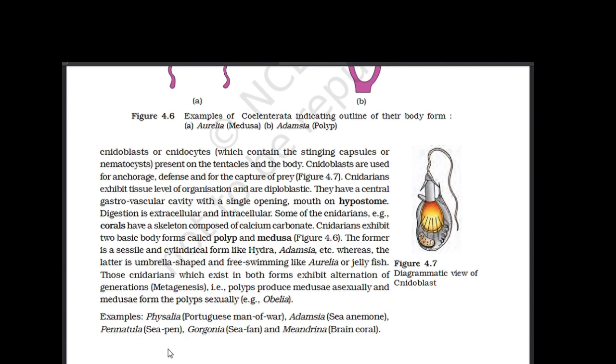Polyp, that is the former, is a sessile and cylindrical form like Hydra, Adamsia, etc., whereas the latter is umbrella shaped and free swimming like Aurelia or jellyfish. The latter here refers to medusa. Those cnidarians which exist in both forms exhibit alternation of generations, that is also called metagenesis. That is, polyps produce medusa asexually and medusa forms the polyps sexually. Example is Obelia.